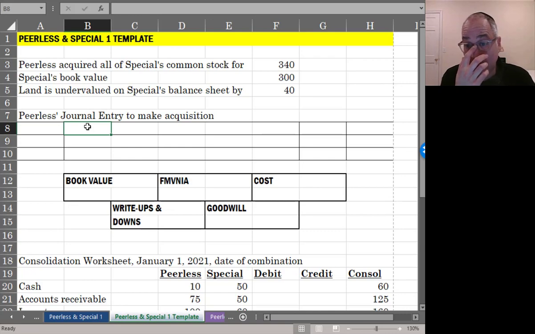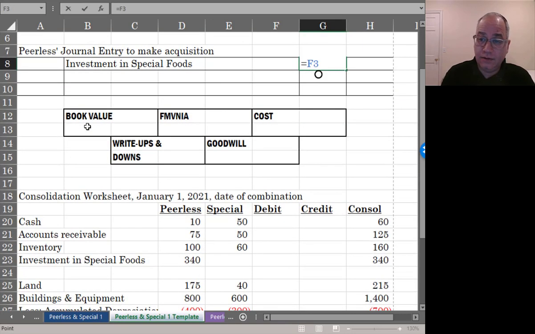Peerless acquired all of Special's common stock for $340. Special's book value is $300. Land is undervalued on Special's balance sheet by $40. So this is a very simple example. When Peerless makes the acquisition, Peerless is going to debit investment in Special Foods, that's the name of the company, for $340.